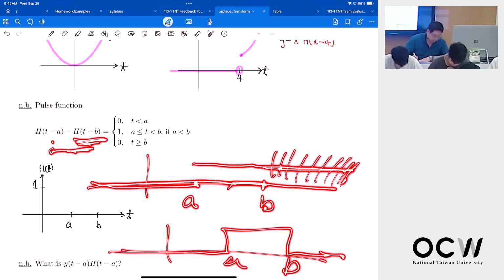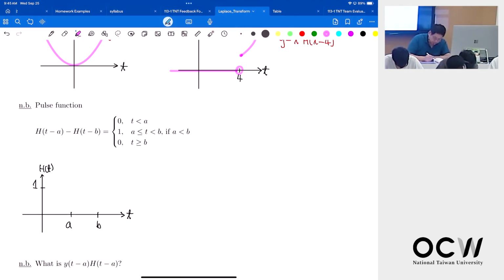Okay. So here is 0 until t equals a. And we have a value 1 till b.